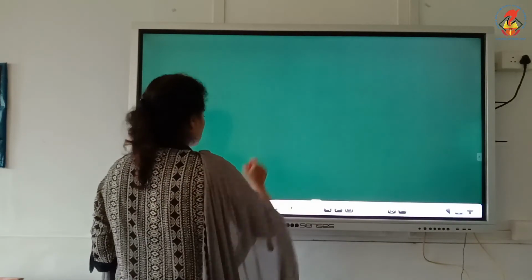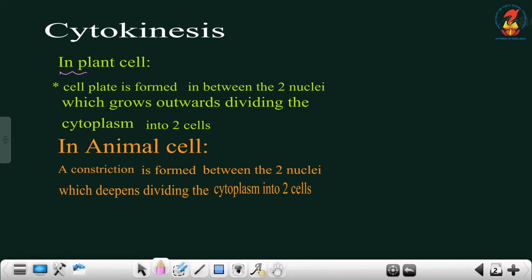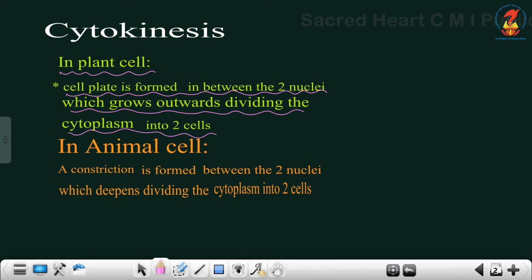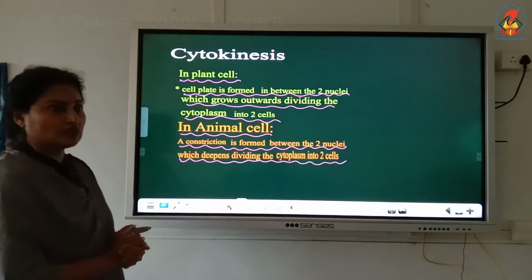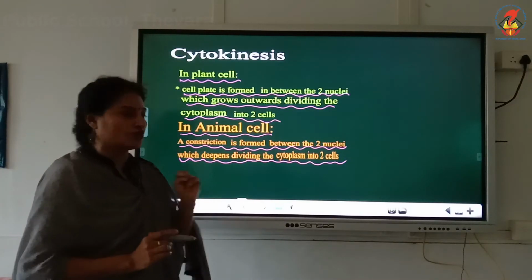cytokinesis. Now, so once again, in plant cell, a cell plate is formed in between the 2 nuclei which grows outwards, dividing the cytoplasm into 2 cells. Whereas in animal cell, a constriction is formed between the 2 nuclei outside in the plasma membrane which deepens, dividing the cytoplasm into 2 cells. So, we got the result of mitosis, 2 daughter cells.